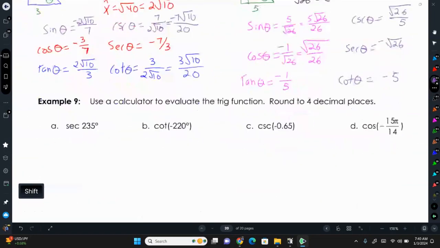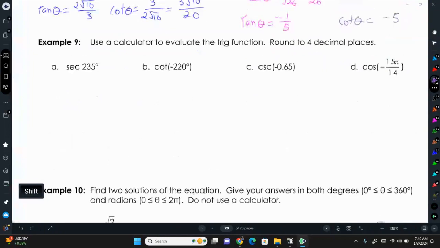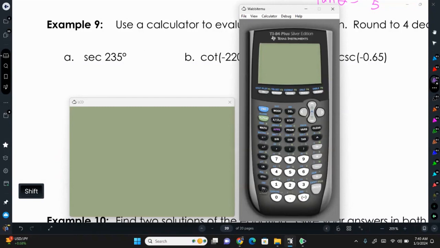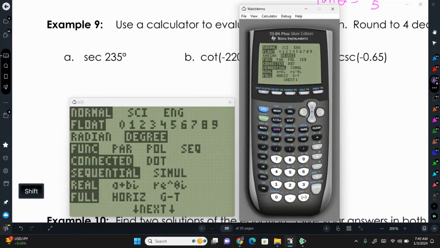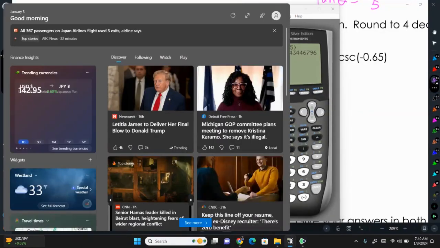All right. Now, example 9, we're going to use our calculator like we did the other day to evaluate these. Remember, we need to pay attention to the degree symbol to know if we're using degrees or not. So secant, again, is going to be 1 over cosine. I'm going to check my mode. I'm in degree mode. So 1 over cosine of 235. That gives me negative 1.7434.